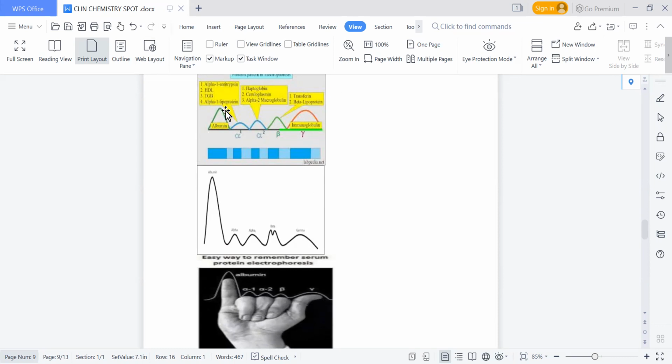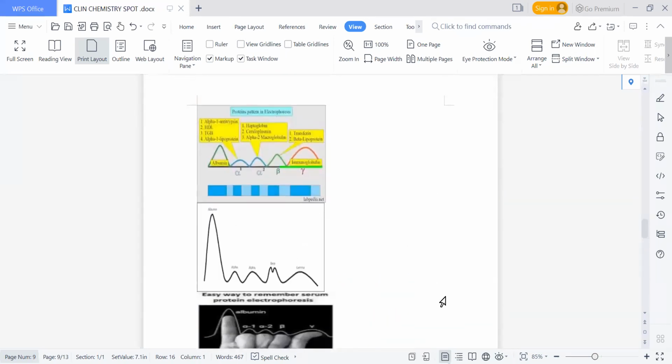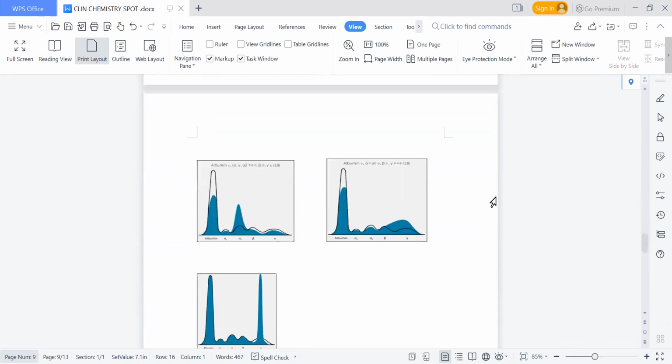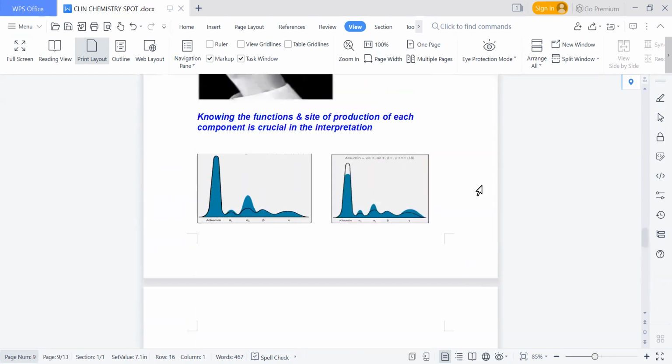And it's important to know where each protein is produced and its function, because that helps in interpretation. So I think to break up how monotonous the session already is, if you know any function of haptoglobin, ceruloplasmin, alpha-1 antitrypsin, or immunoglobulins, you can put it in the chat so that when we're looking at these pictures here, it can help us identify what the issue is.